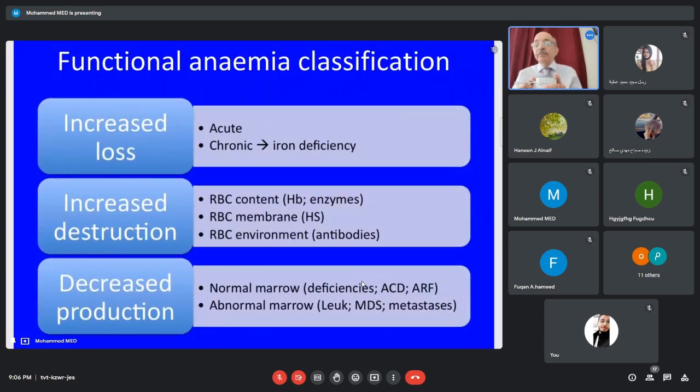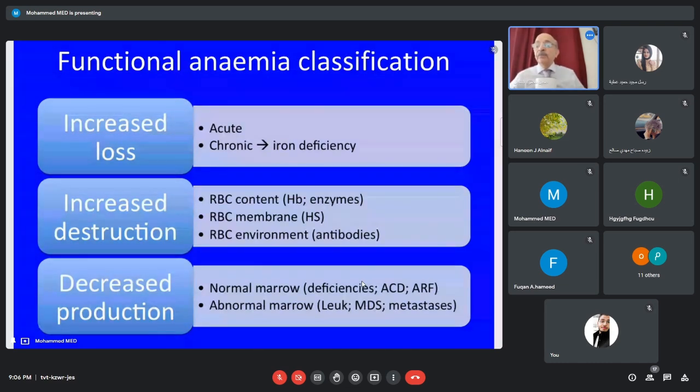Functional anemia. What do we mean by functional anemia? Increased loss, acute. If it's acute, this will cause hypovolemia. If it's chronic, then it causes iron deficiency anemia. The typical blood loss which causes iron deficiency anemia is secondary to drugs like aspirin, which causes gastrointestinal bleed, or any lesion in the gastrointestinal tract like hemorrhoid, a polyp, or carcinoma of the colon or stomach, etc.